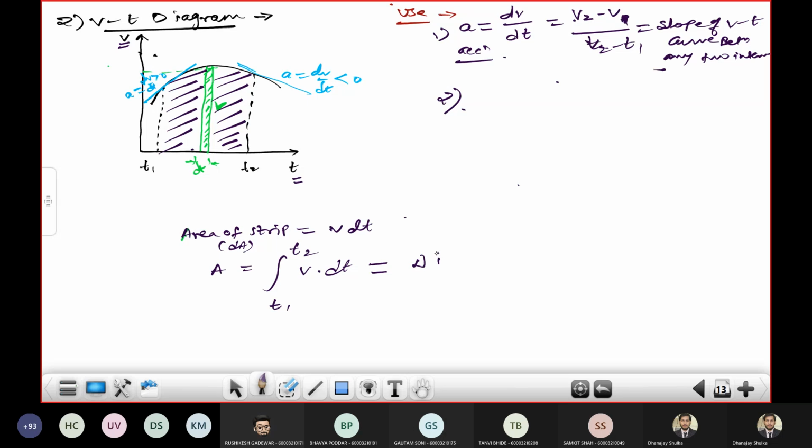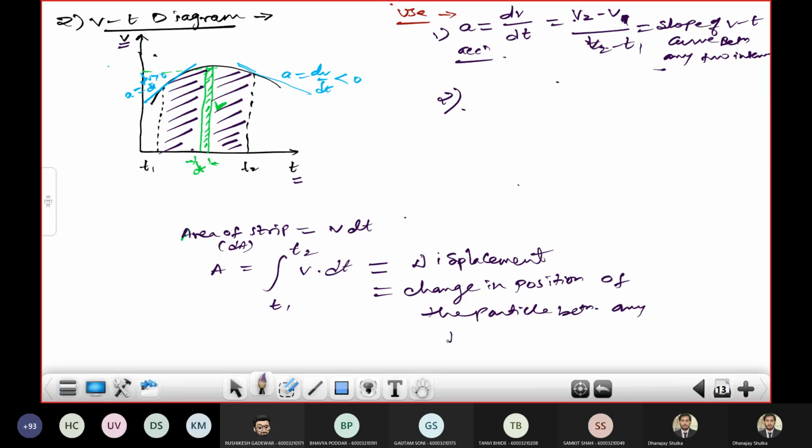So the area under the VT curve will give you the change in position, or you can say displacement. Sometimes it is mostly called the change in position. So it will give you the displacement, that is nothing but the change in position of the particle between any two intervals, T1 and T2, let's say.